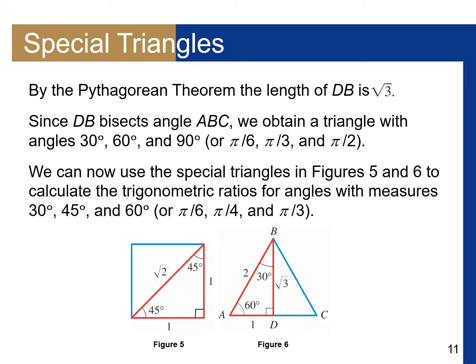Okay, so this slide again is just emphasizing that we have DB being the square root of 3. Since it bisects angle ABC, we obtain the 30, 60, 90, which in radians is pi over 6, pi over 3, and pi over 2. And now we can use these special triangles to calculate the trig ratios for the angles with these measures of 30, 45, and 60. So this is another way that we can take a look at finding the values. Another way, other than the unit circle, we can use these special right triangles.